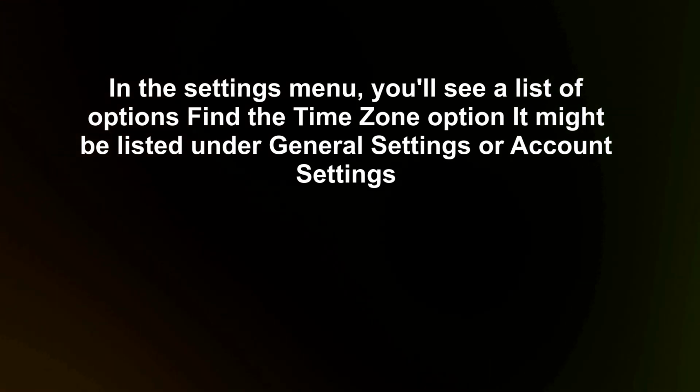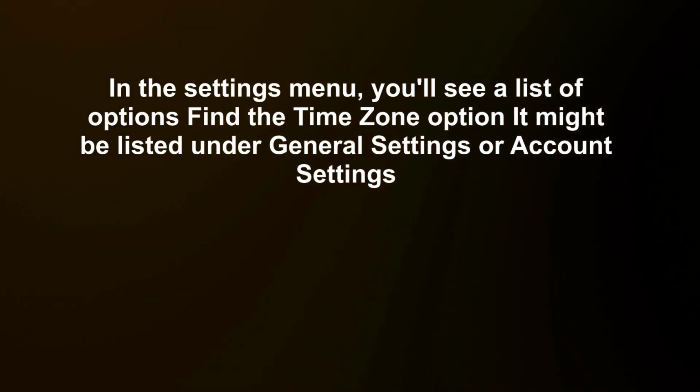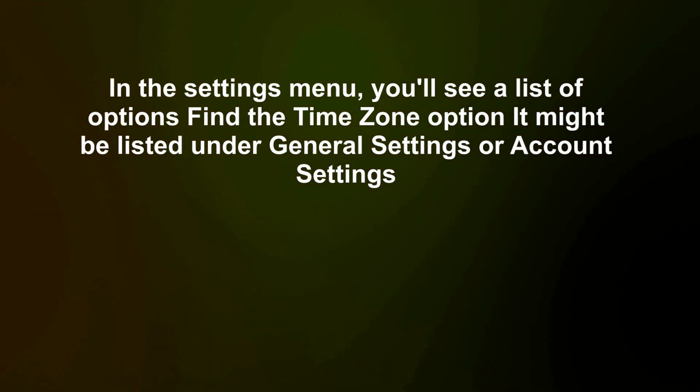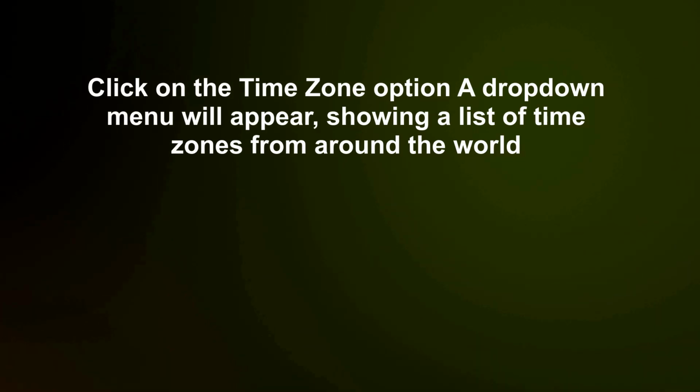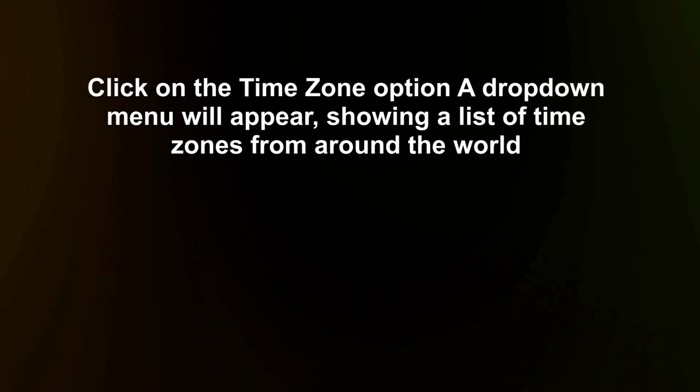In the settings menu, you'll see a list of options. Find the time zone option. It might be listed under general settings or account settings. Click on the time zone option. A drop-down menu will appear, showing a list of time zones from around the world.